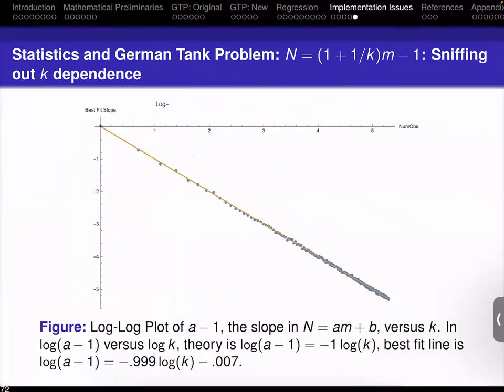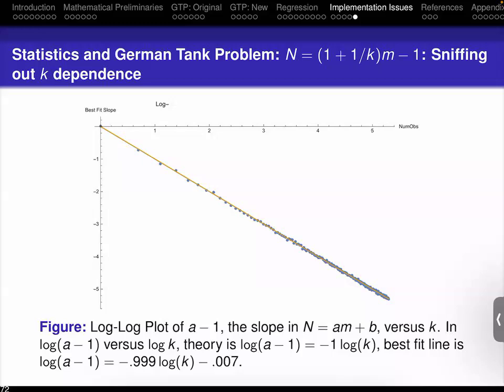And if I plot the log of a minus 1 versus the log of k, does that look like a straight line? We are now discovering this relationship entirely based on data analysis. And when you look at this, the best fit line, and again, you can't make this up, is 0.999 log of k minus 0.007. There's a very nice twist.